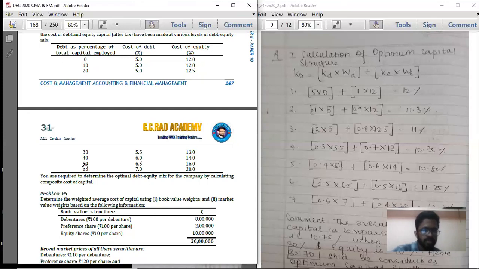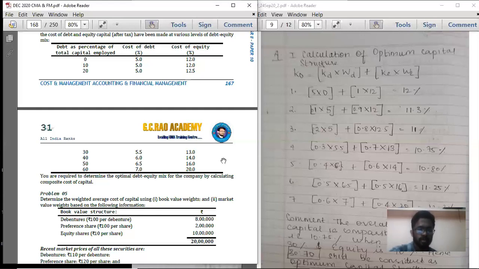So under situation 6, what is the debt equity mix? 0.5, that is 50-50%. So 0.5 is debt, 0.5 is equity. So record point number 6: within bracket 0.5 into 6.5, close the bracket, plus 0.5 into 16. Now calculate it. What is 0.5 into 6.5 plus 0.5 into 16? You are getting 11.25.